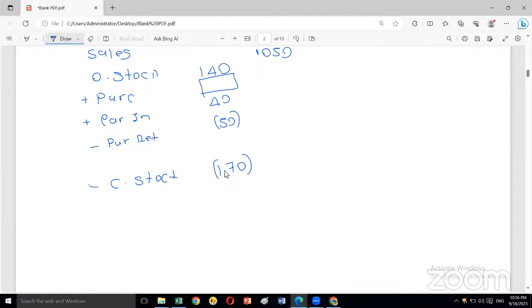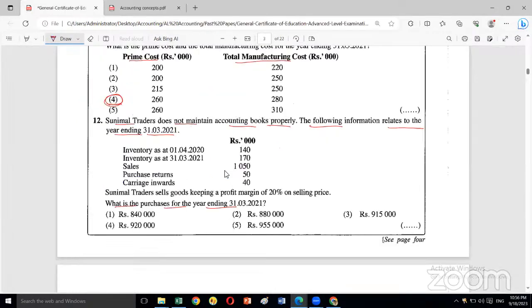Now I'm going to do this. Do I know these values? No. And do I know the cost of sale? No. And do I know the gross profit? No. Now see how am I going to do this? Sunimal gave another information. Sunimal traders sells goods by keeping a profit margin on selling price.